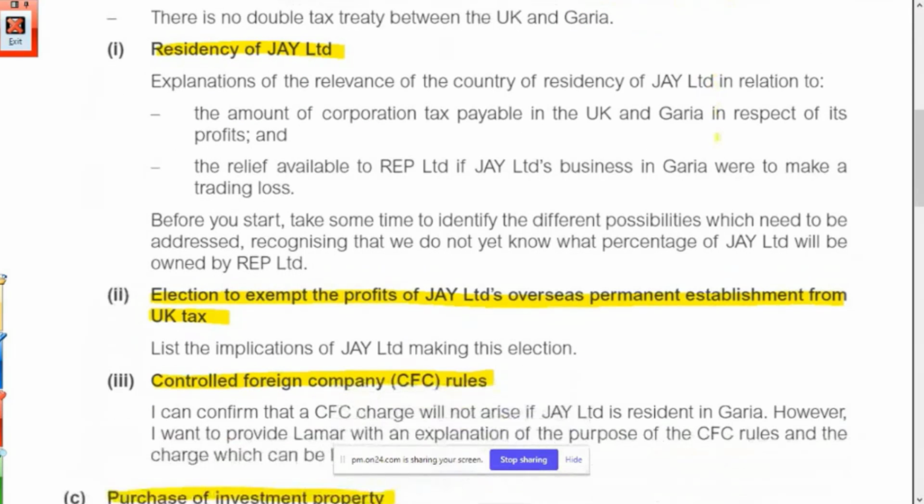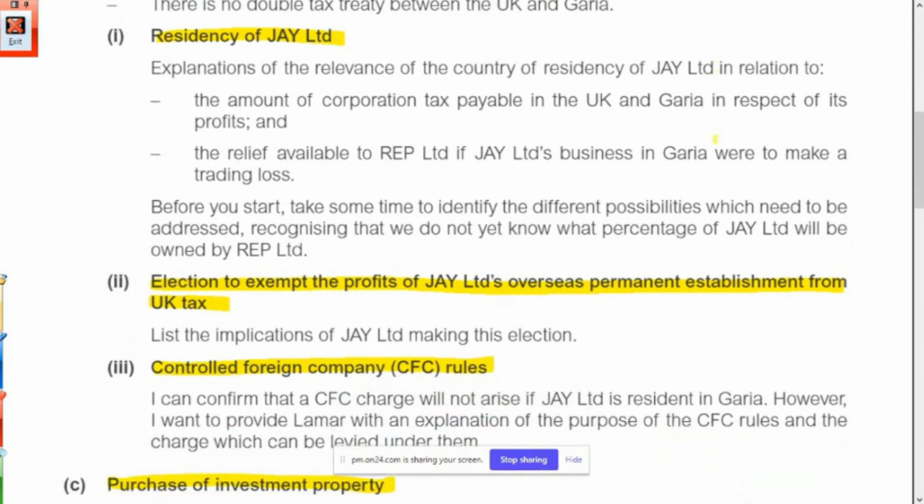Okay, and then the second and third part is election to exempt the profits of J Limited's overseas permanent establishment. List the implications of J making this election. That's a self-contained piece of the paper. It's just saying if J Limited had an overseas permanent establishment in Gary and it made the election to exempt the profits, list the implications. So that's relatively self-contained. That's more straightforward marks.